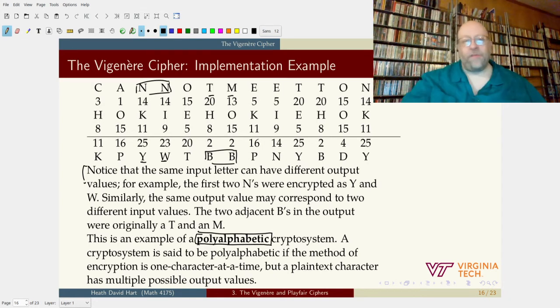The method of encryption is still character-based, one base character at a time. So it's alphabetic, but a plaintext character can encode in multiple ways. That makes it polyalphabetic. The same letter doesn't always encode the same way. So this is our first polyalphabetic crypto system.